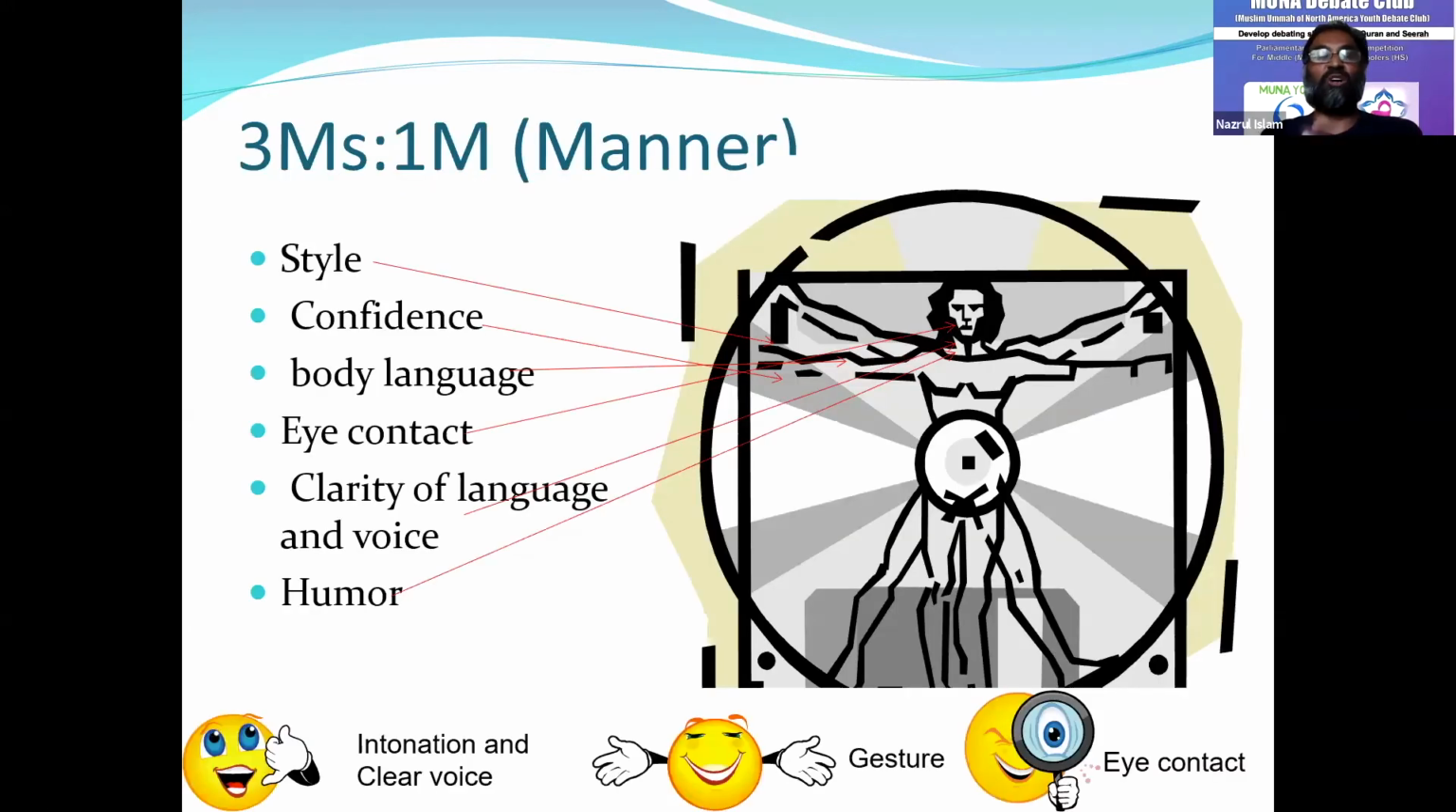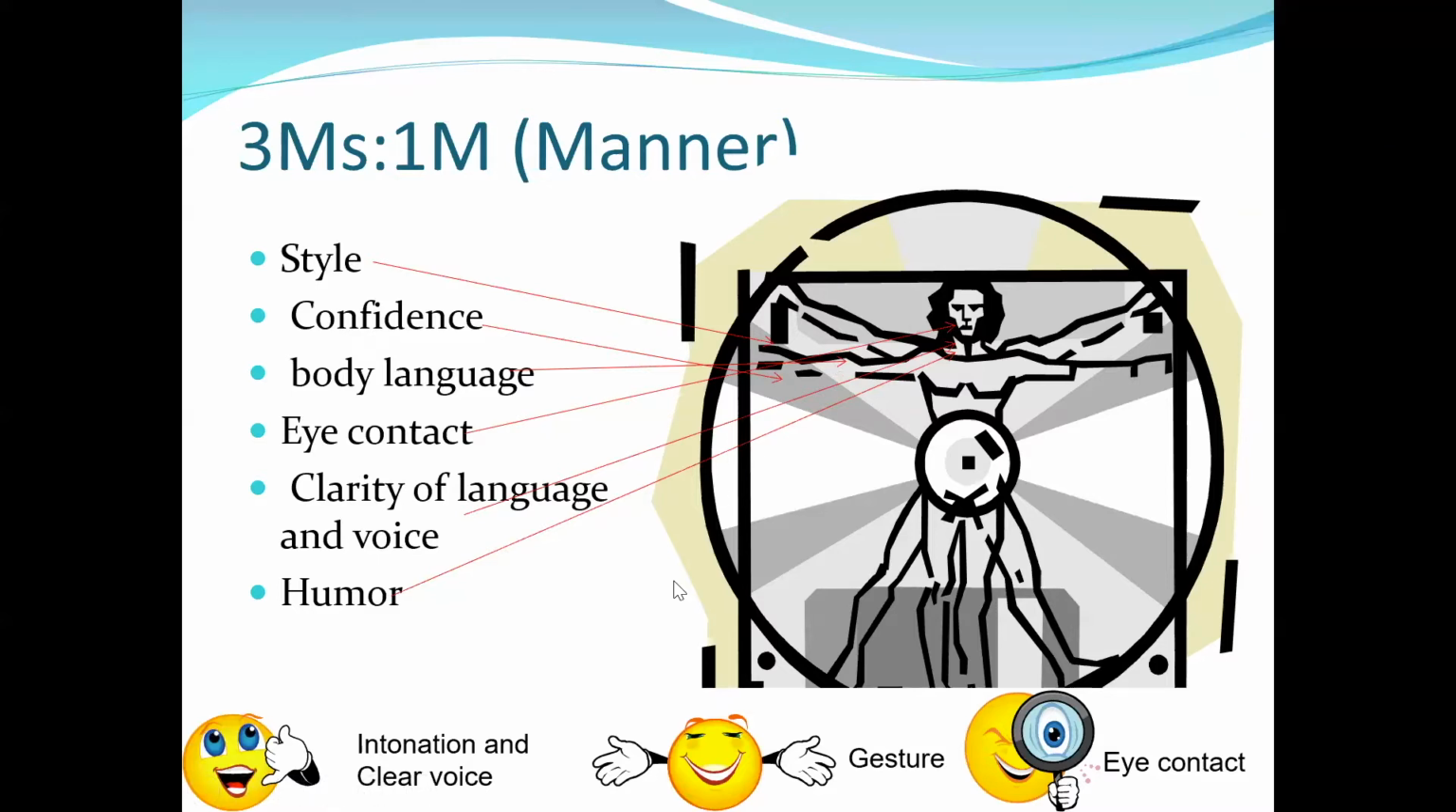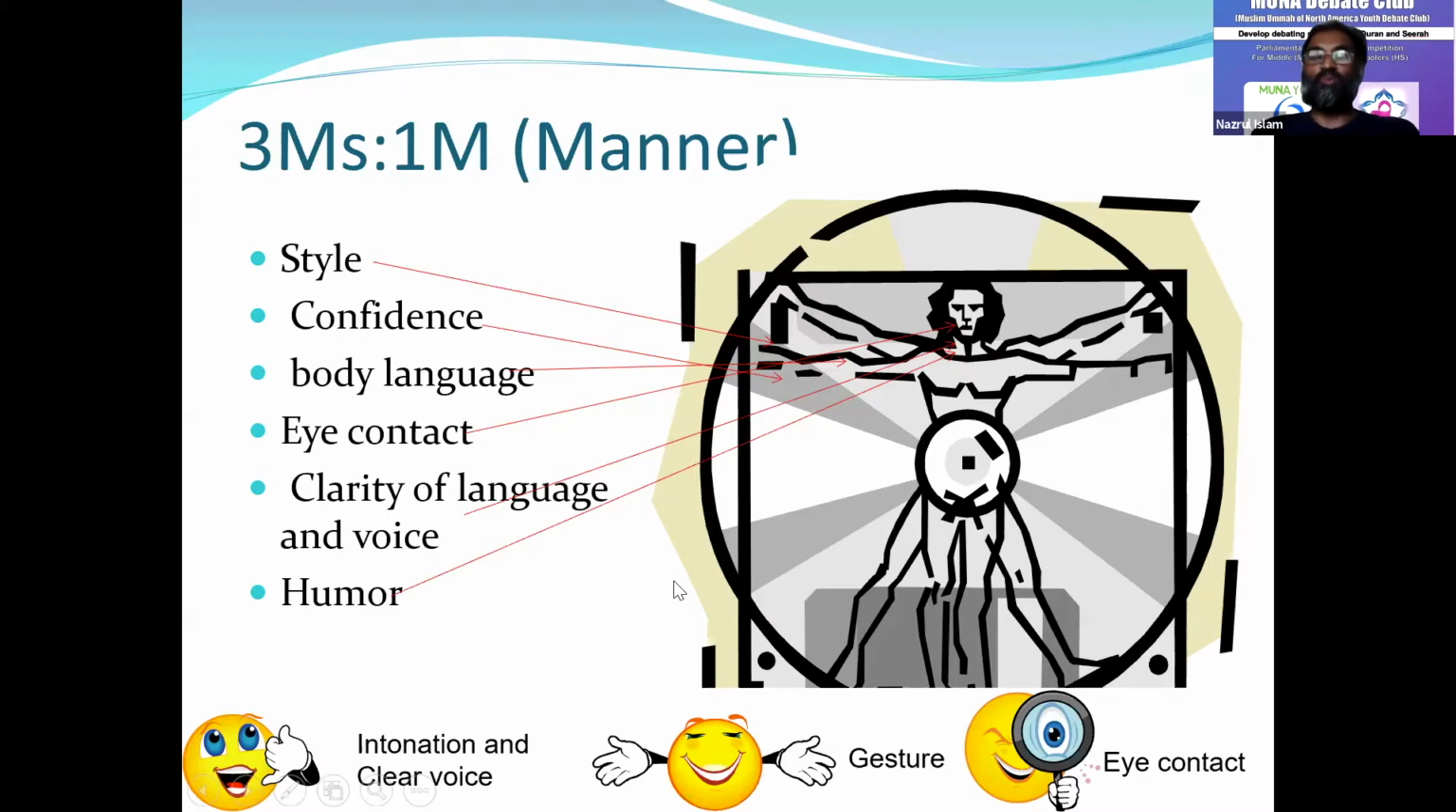So let us talk about the manners. Can you see the picture? Very good. So the most important one, okay, I put it here. Let me take it up. So the first thing, when you are talking, your voice needs to be very clear. There should not be any mumbling. Make sense, Abdul Rahman?